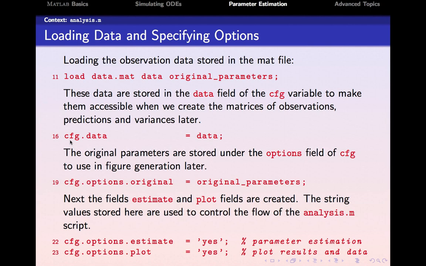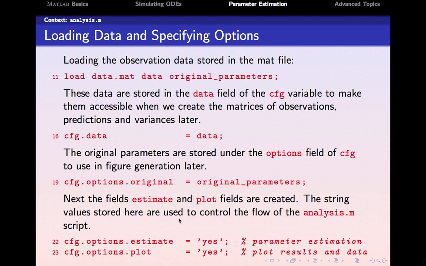From fminsearch, it's going to be passed into the calculate objective function, and from calculate objective, it's going to be passed down into the observation details file. So you define it here, and then it just passes all the way through. And then I want to store the original parameters somewhere, so I'm going to take my cfg.options field and create a field called original. This is something that I can create as a user, and I'm going to stick in the original parameters.